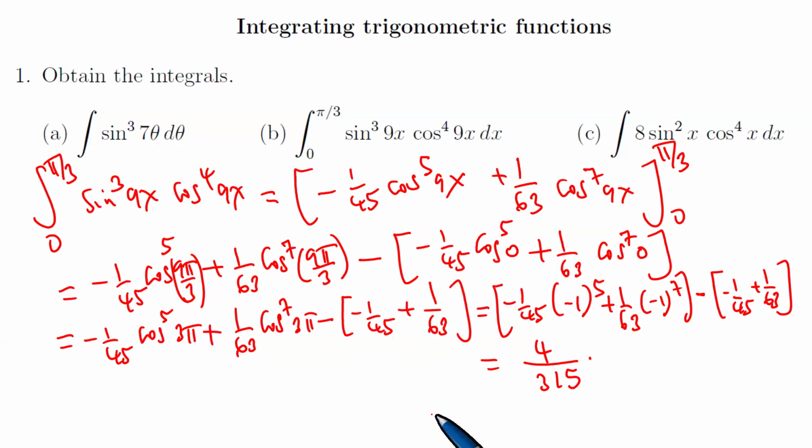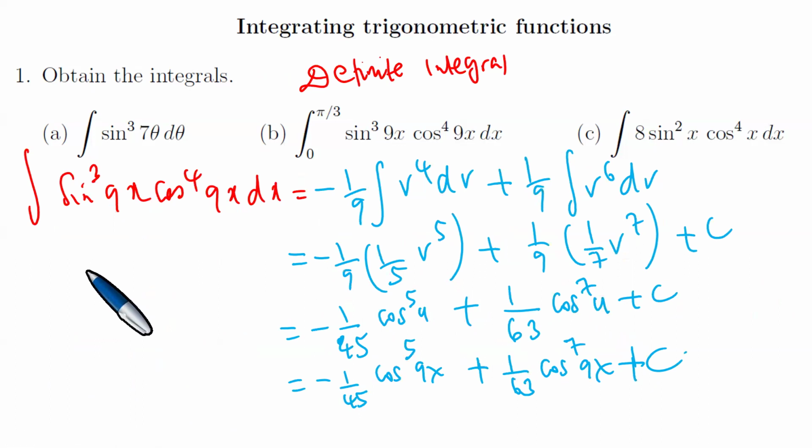How did you get -1? Because what is cosine 3 pi? Cosine 3 pi is -1. Yes, I got lost at the part where we got -1/45. I understand the -1 in the bracket, but the -1/45 cos 5x. Oh, you're saying where is the -1/45 coming from? Yes, the negative part is because I thought it was positive. Okay, let me see.